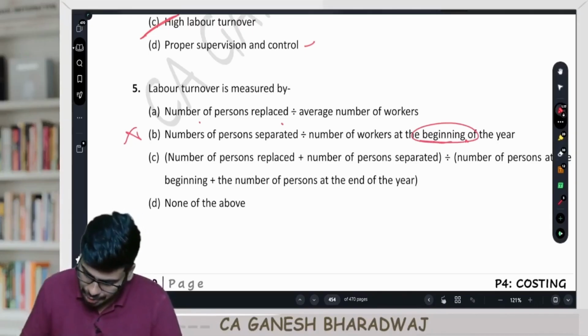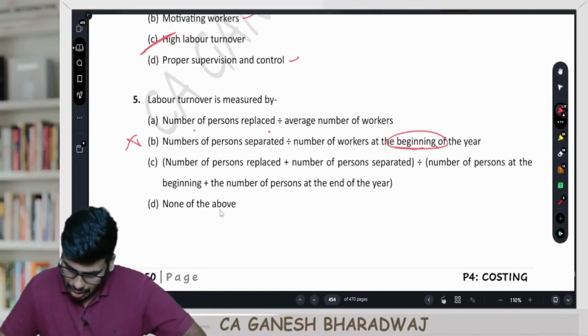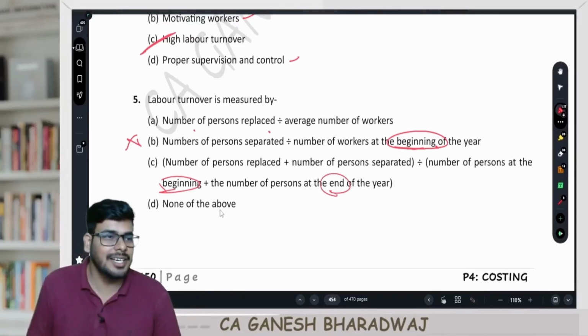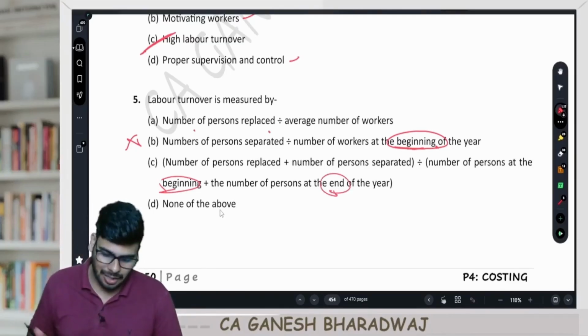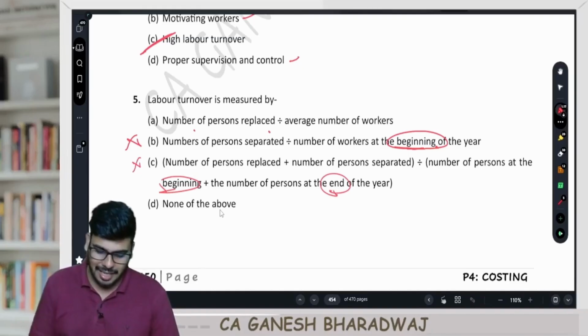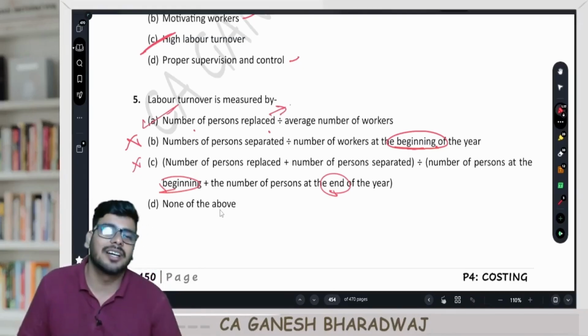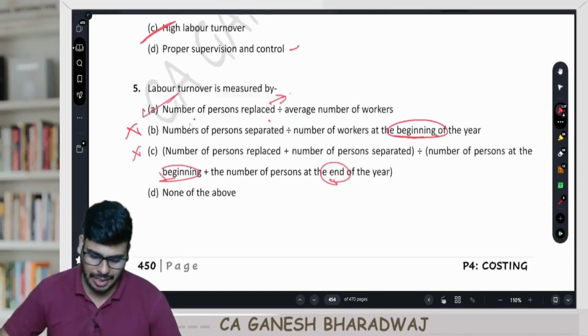Option C, the denominator has beginning plus end. It is not average, it is the total. So this is also not the answer, and none of the above is not the case. They have given the replacement method, so it is 5A. Guys, clear with this?